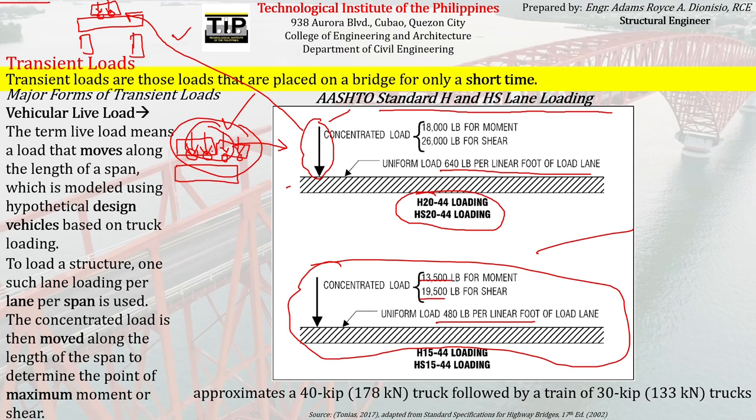Apply that per lane, per span. Again, take note, it is per lane per span. So if there are two lanes, you should have two of these, per span. Then find the maximum shear and moment that this combination of concentrated load and lane load can generate. Just compute that, and that is what you base your design load on. Okay.